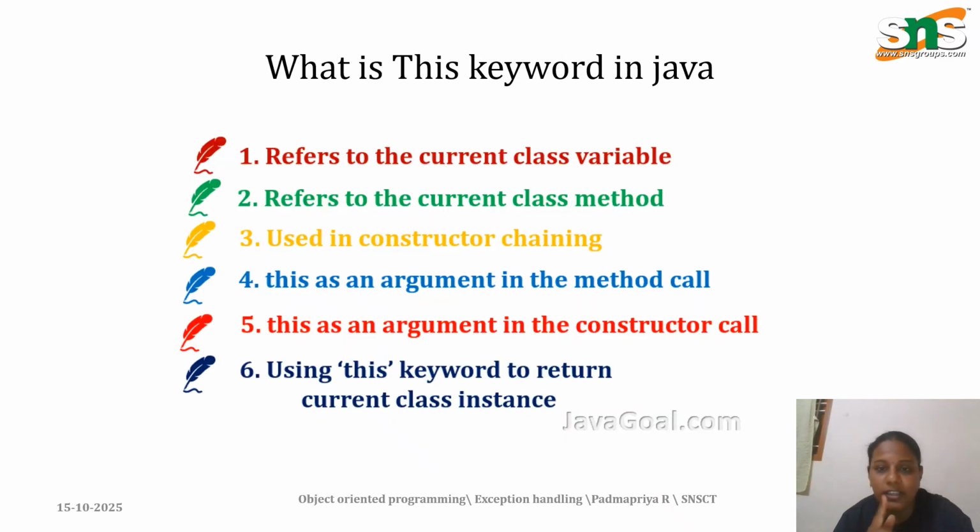So what is the this keyword in Java? It refers to the current class variable or class method. It is used in constructor chaining, as an argument in a method call or constructor call, and to return the current class instance. A particular class defined as this means that particular object can call that class only. That's why we are using the this keyword here.